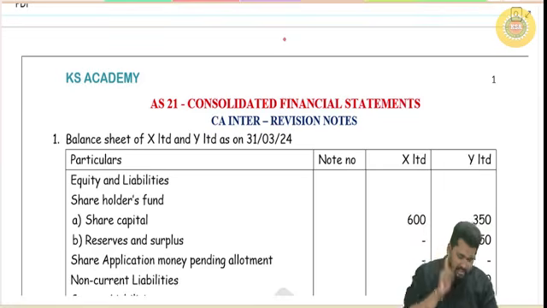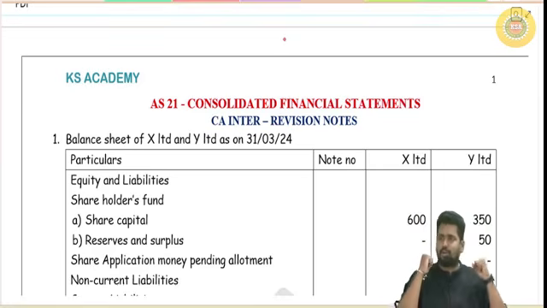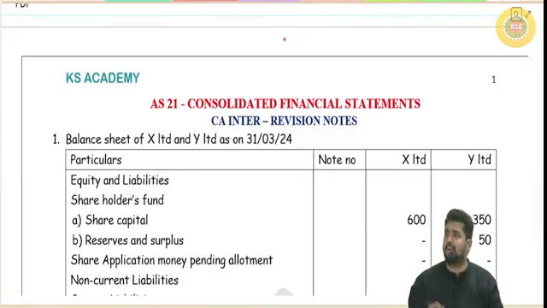I'm going to have all the concepts covered along with the sums. ICA sum also I'm going to do. So you are going to love the standard and you are going to score high marks. So let's begin with what? AS 21. Point number 1.